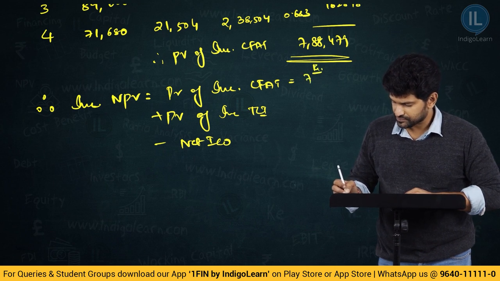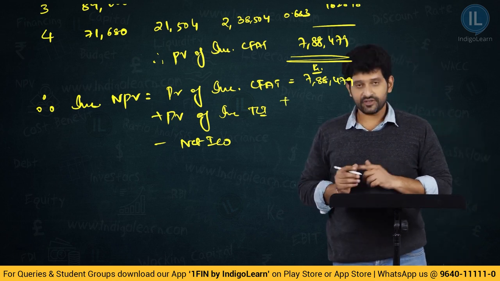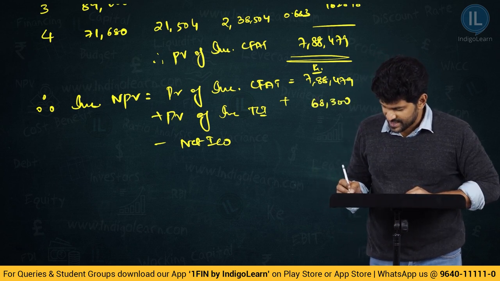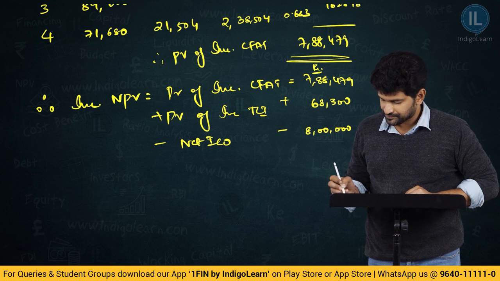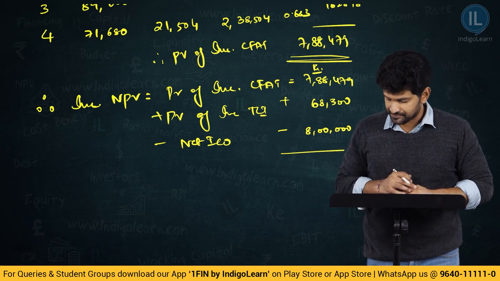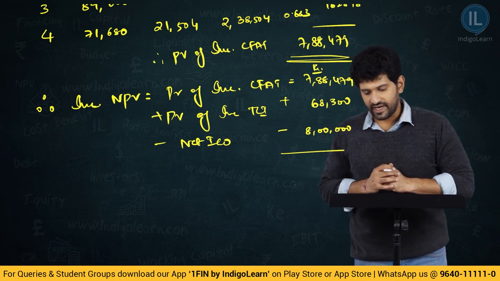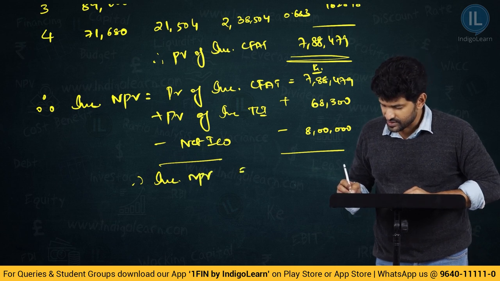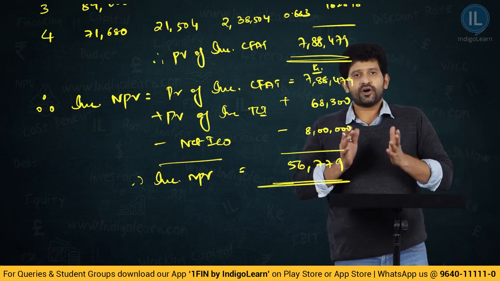So in rupees, 7,88,479 plus the present value of terminal cash inflow. That is 0.683 into 1 lakh, so 68,300, minus the net initial cash flow we just saw, which we got as 8 lakhs. So 7,88,478.7, we have it in the calci, plus 68,300 minus 8 lakhs. That comes to be 56,778.7. So therefore, incremental NPV is equal to rupees 56,779. Is it a positive figure or negative figure?